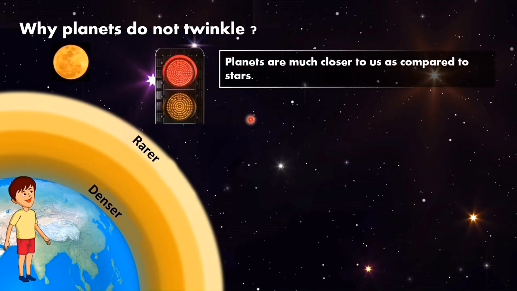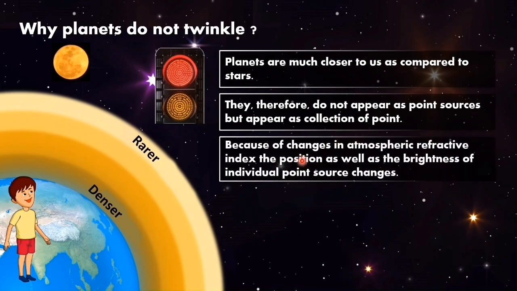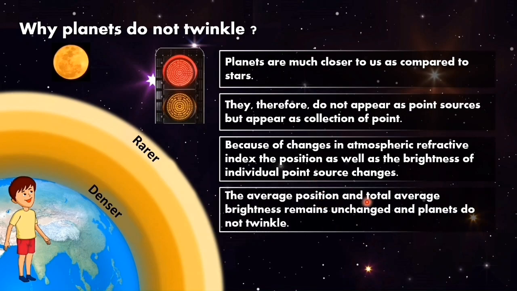So planets can be considered as a collection of a large number of point sources. In comparison to stars, planets are much closer to the Earth, and because of that, planets do not appear as point sources, but appear as a collection of points. Because of changes in atmospheric refractive index, the position as well as brightness of each individual point source changes. But the average position and total average brightness remain unchanged, and the planets do not twinkle.